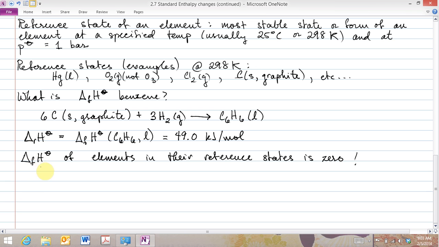So if the enthalpy of formation of the elements in the reference states is 0, then we should know that for all of these compounds listed here, the enthalpies of formation are 0. So for mercury as a liquid at 298 Kelvin, that's 0. The diatomic molecule oxygen in the gas state at 298 Kelvin is 0. However, the enthalpy of formation of ozone is not 0.